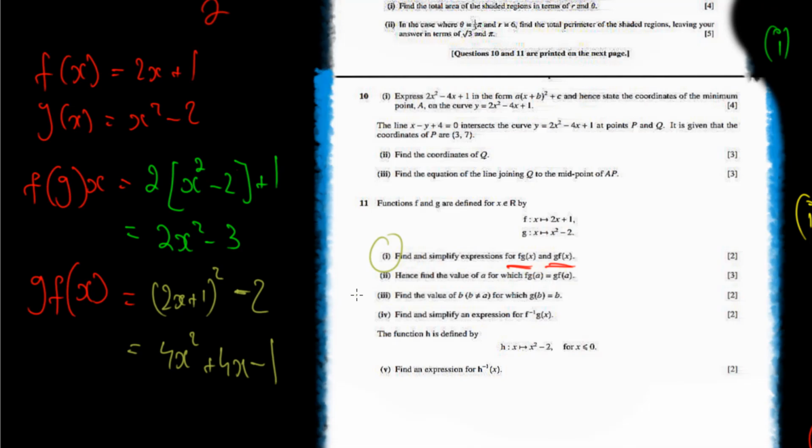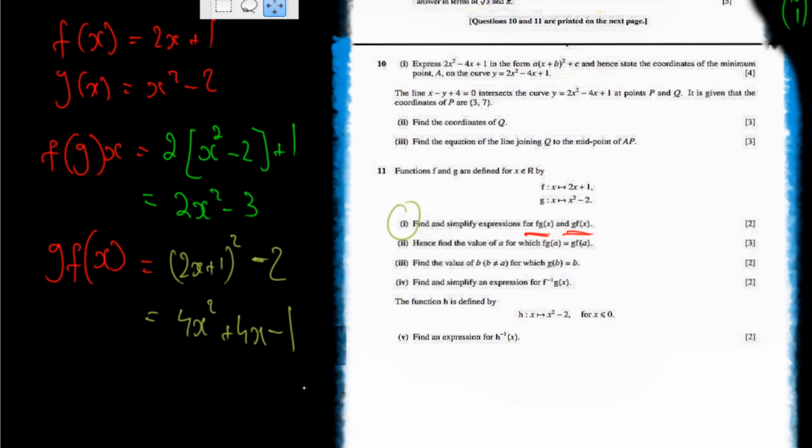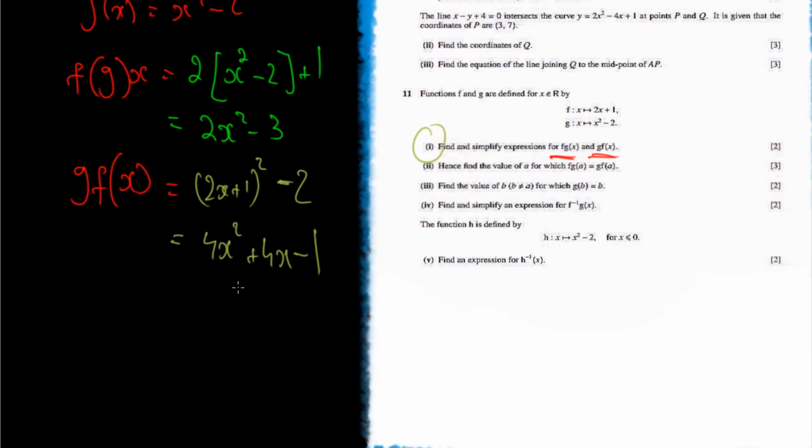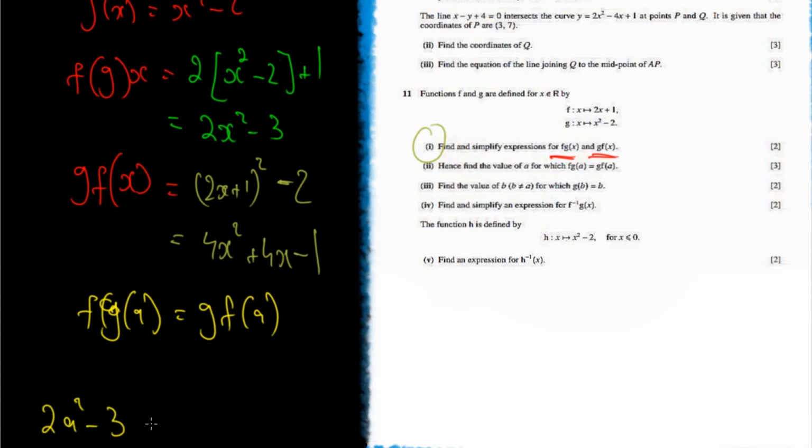The second part asks to find the value of a for which f of g of a is equal to g of f of a. So they are saying if I substitute my value of x to be a and equate my f of g of x and g of f of x together, what should I get? So f of g of a is equal to g of f of a, which is basically 2a square minus 3, which is equal to 4a square plus 4a minus 1. If I were to simplify this, I should get 4a square minus 2a square plus 4a minus 1 plus 3.